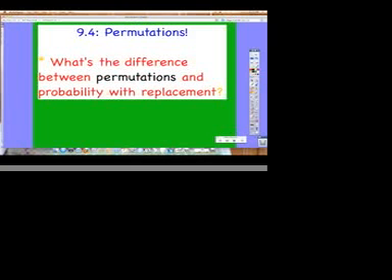Remember when we had the bucket of markers and we drew the markers out of it? Did we put the markers back in or did we leave them out? We put them back in. That's the difference with permutations. Permutations would be you leave the marker out.